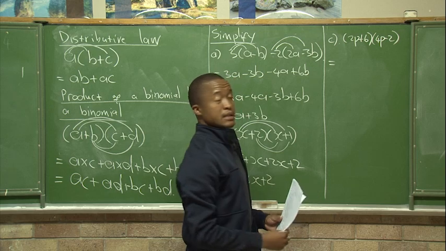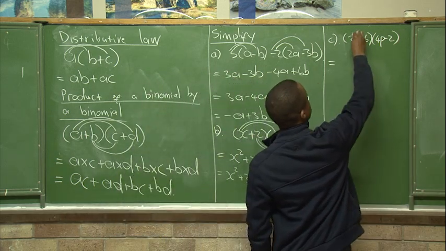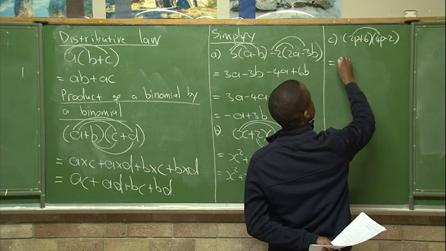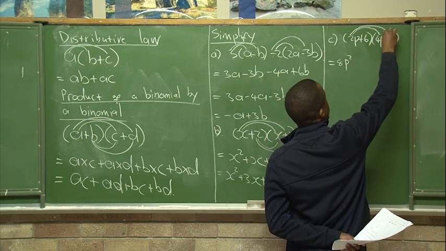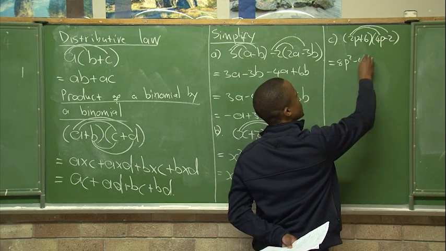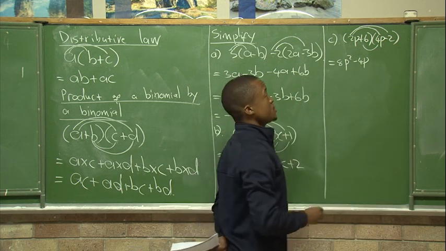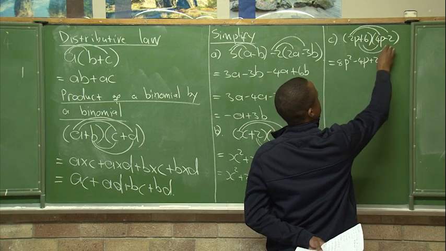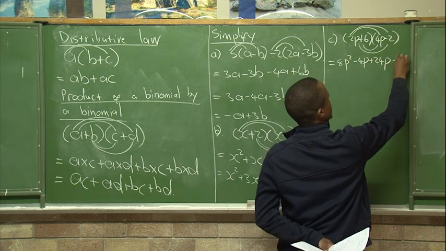So yes, the next example. Again, we have a binomial by a binomial. So multiply accordingly. So 2p multiplied by 4p will give us 8p squared. 2p multiplied by negative 2 will give us negative 4p. 6 multiplied by 4p would give us 24p. And 6 multiplied by negative 2 will give us negative 12.